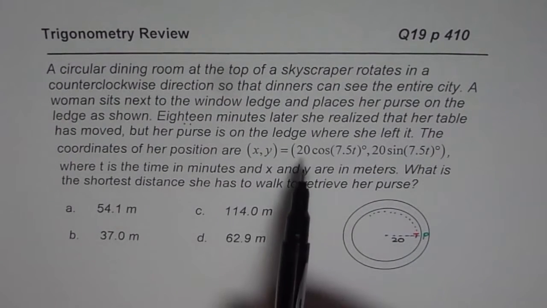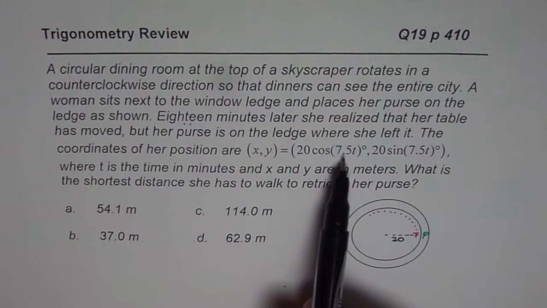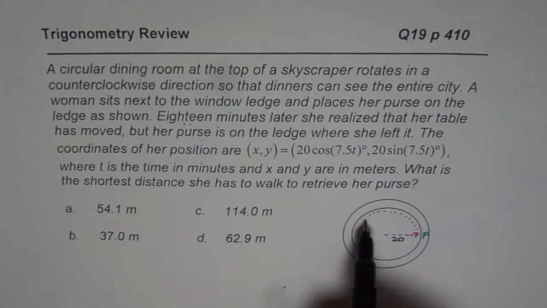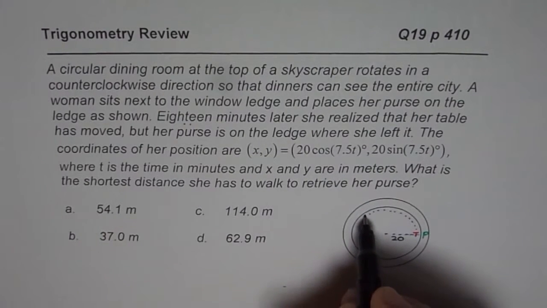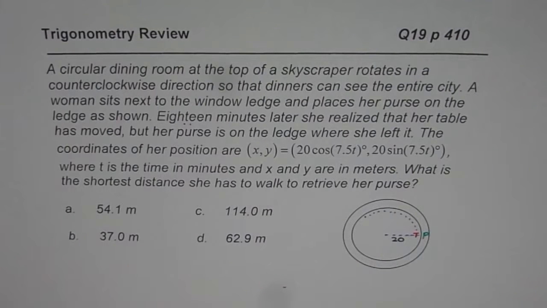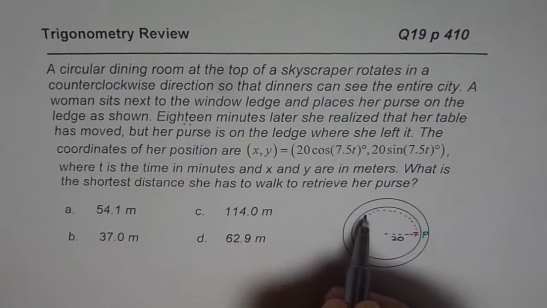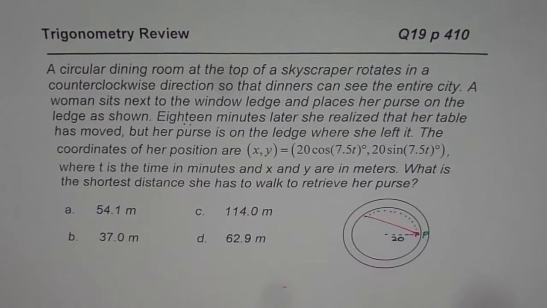So we can just use a calculator and find the x coordinate and the y coordinate. Once we find x and y coordinates, the shortest distance will be a straight line joining the initial point and the final point, kind of like this. Is that okay? So that is going to be the shortest distance. So that is how we have to do it.